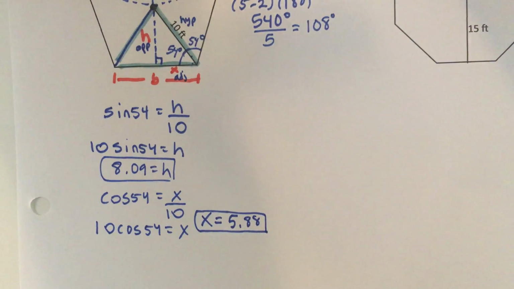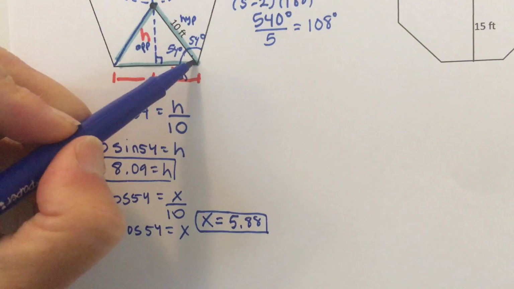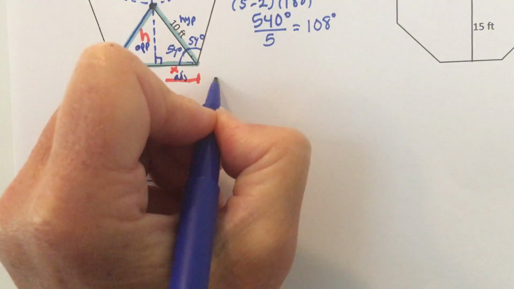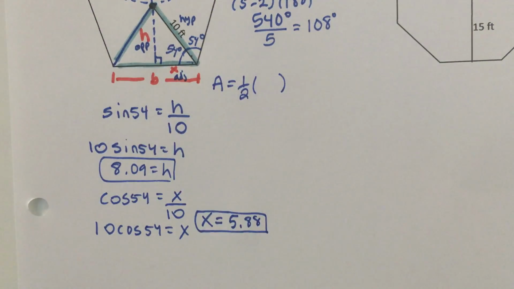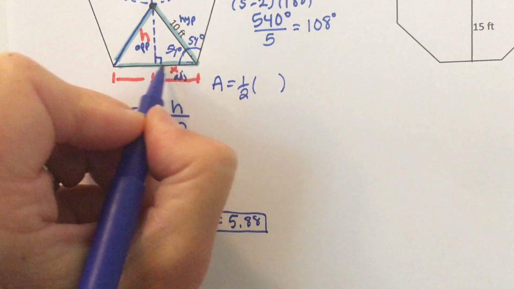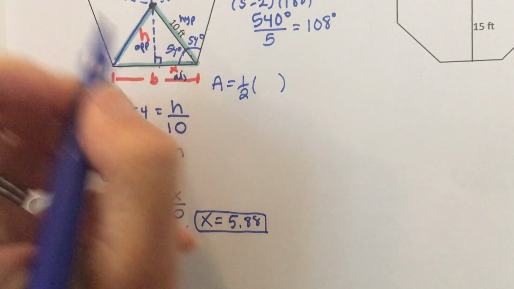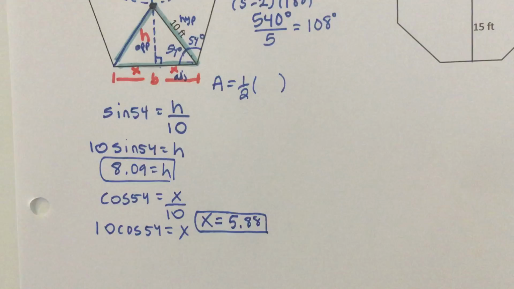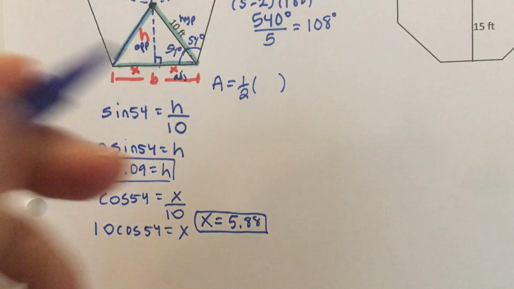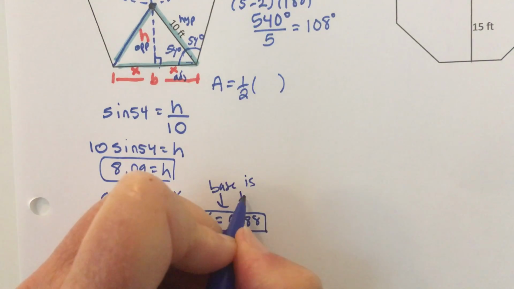All right, remember, our goal is to find the area of this one triangle. The area of a triangle is 1/2 base times height. Now this part's pretty tricky. X right here, just this part, is 5.88, but the base has this x plus, of course, another x right here. So the whole base is double this.